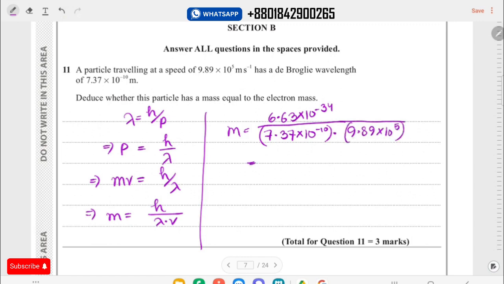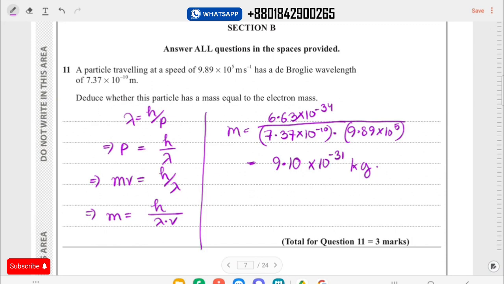Okay, so if you multiply all this together, the value you get is 9.1 or 9.09. You can approximately write 9.10 into 10 to the power minus 31 kg. The mass of an electron was 9.11 into 10 to the power minus 31.